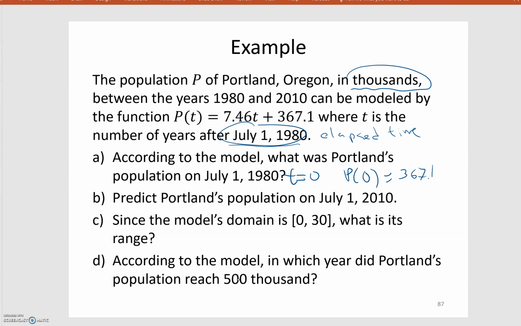Okay. Predict Portland's population on July 1st, 2010. Well, 2010 is 30 years after 1980. So this is P(30). That's an input, and we're looking for an output. So you can either just calculate this directly or you can use Vars, Y-Vars.